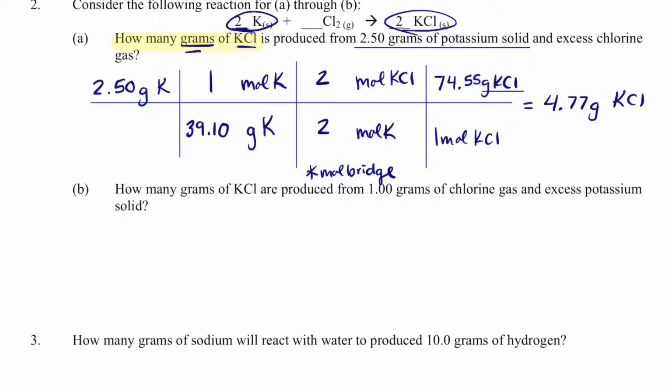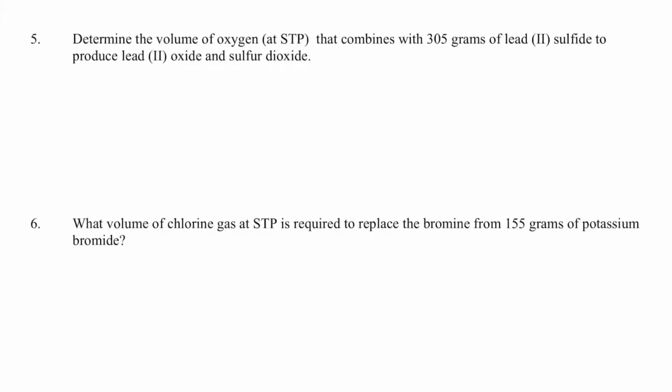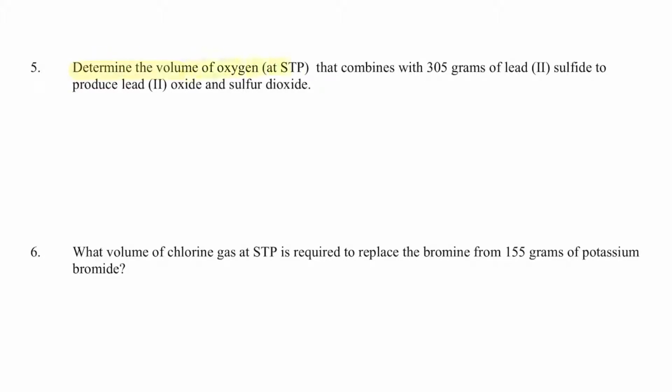Let's look at another example. I want to look at number 5. This one asks, determine the volume of oxygen, and my reaction I'll have to write. And oxygen combines with lead-2 sulfide, and specifically 305 grams of lead-2 sulfide, and we're going to produce lead-2 oxide. So oxygen, of course, is O2, and it's reacting with lead-2 sulfide. That is Pb with the +2 charge, S with a 2- charge, so that is PbS.